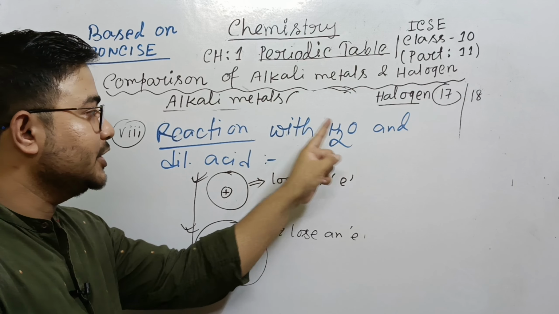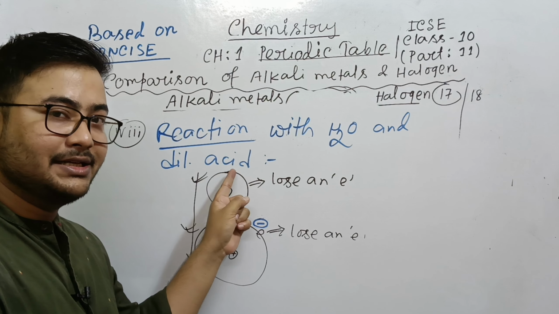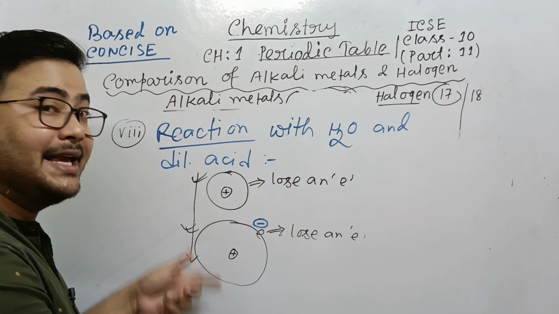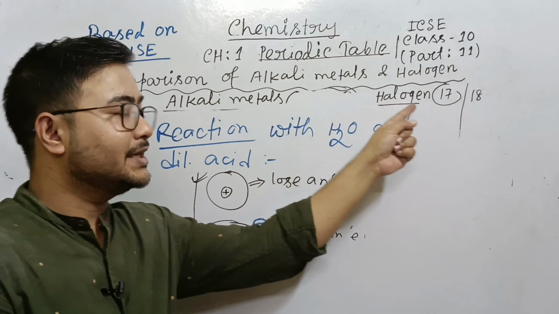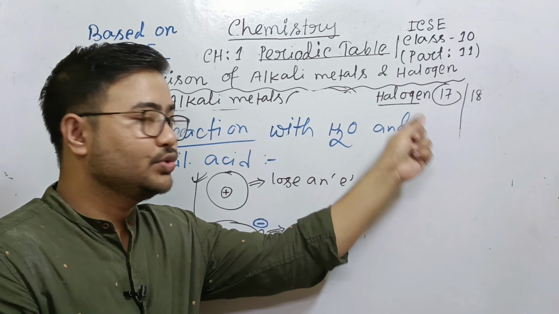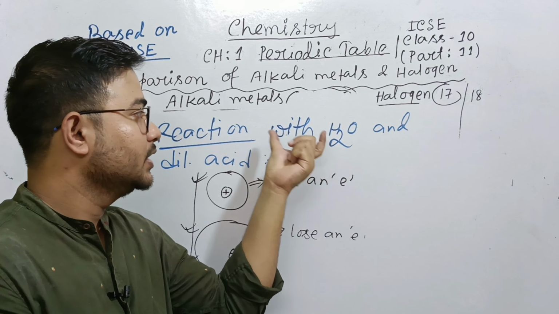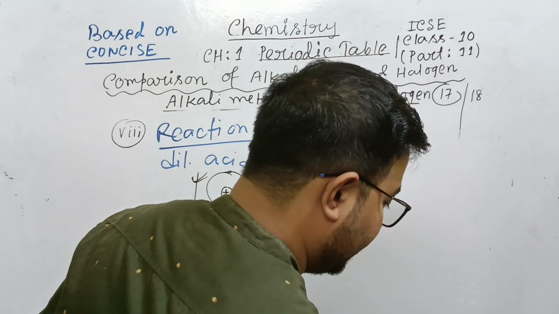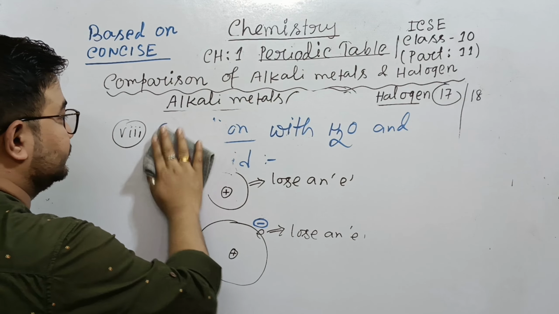Again this point, alkali metals react vigorously with water and acid, and as we move downwards, this reactivity again increases. But in case of halogens, they do not generally react with water and acid. Done? Okay. Now, next point.